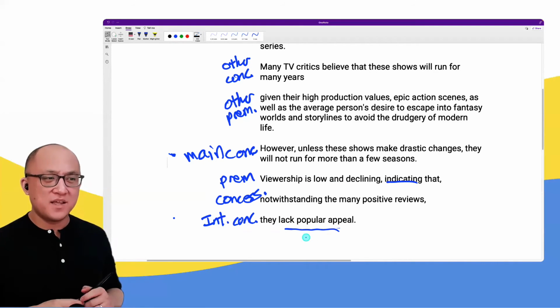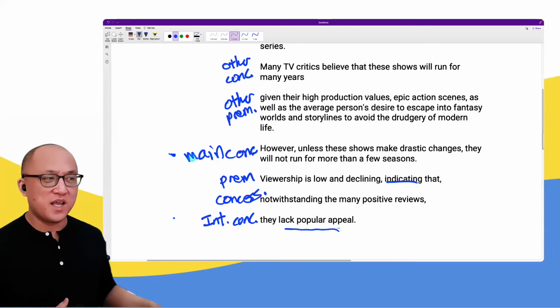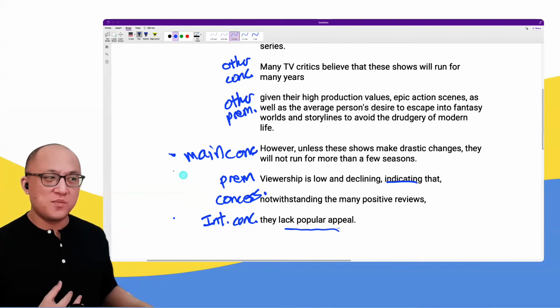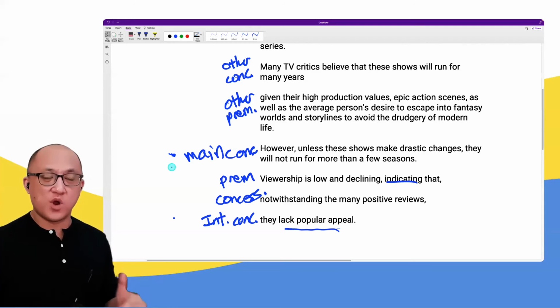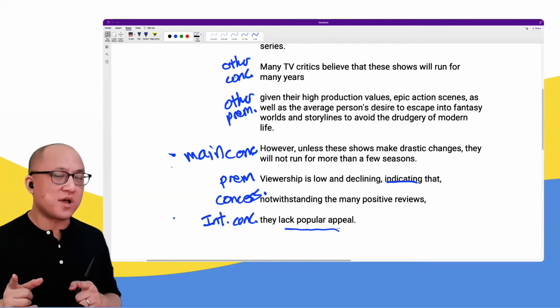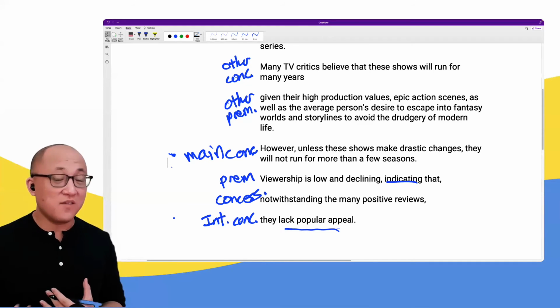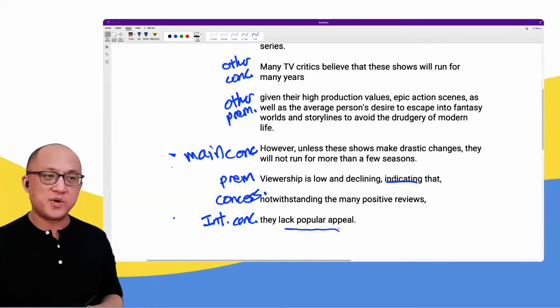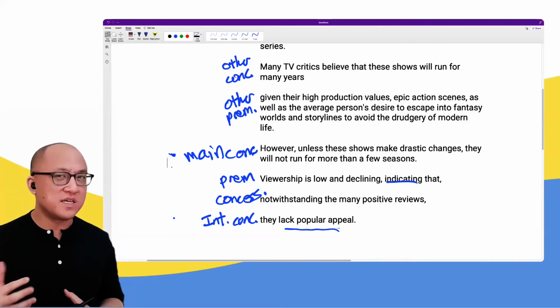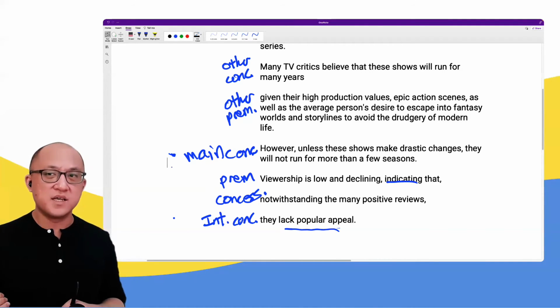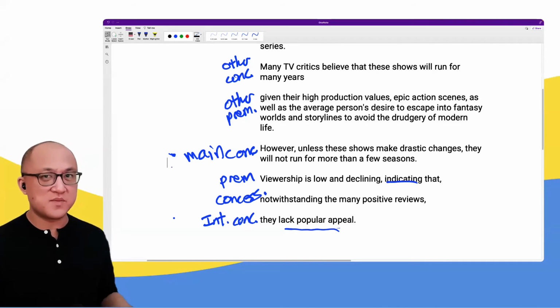Right. Lack of popular appeal seems like a reason why it's going to be canceled, right? It doesn't make sense to say, unless they change, they're not going to run for more than a few seasons, and therefore this is why they lack popular appeal. The however line is like a prediction that requires some evidence to support the prediction. But it seems a little bit strange for the prediction to then prove something about what is currently happening. Does that make sense?